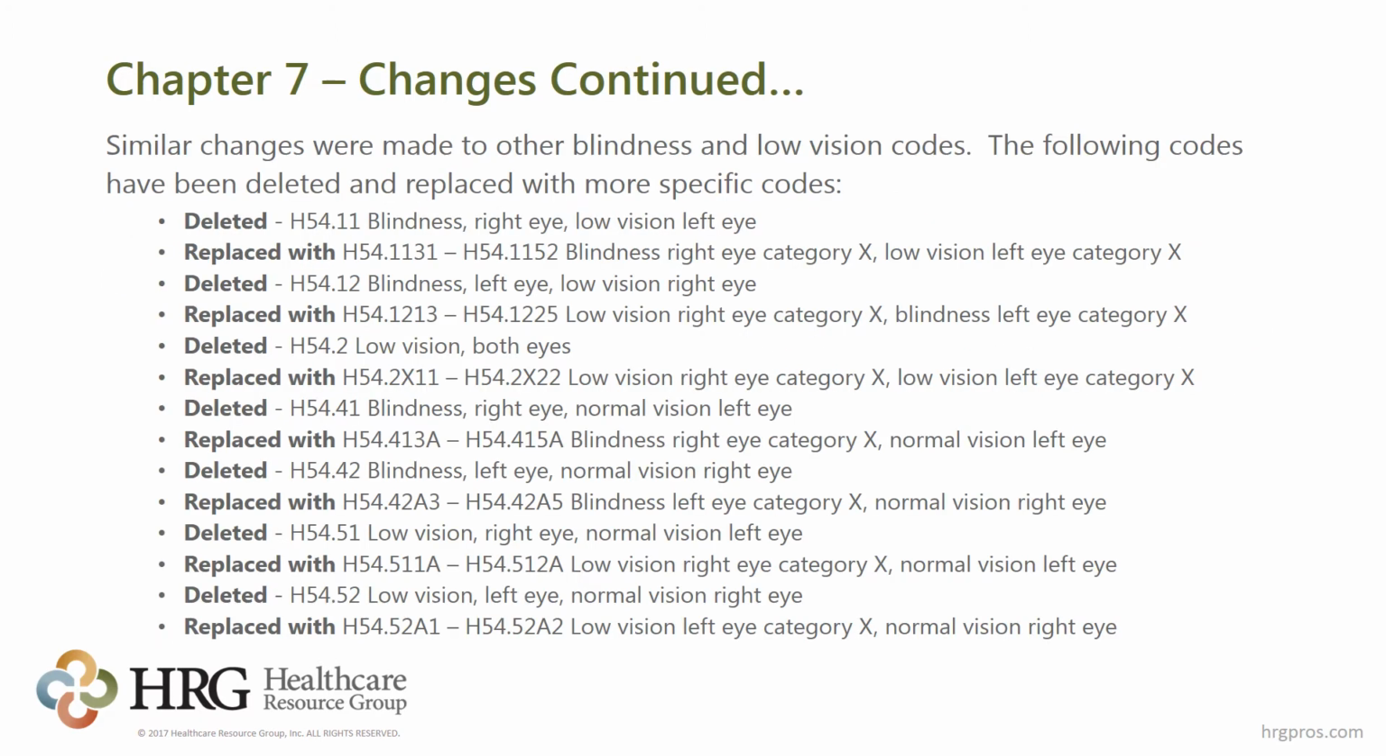Each code specifies a different category of blindness in each eye. Similar changes were made to other blindness and low vision codes. All of the changes are listed below. The less specified codes were deleted and replaced with more specific code that again shows the category of blindness or low vision in each eye.